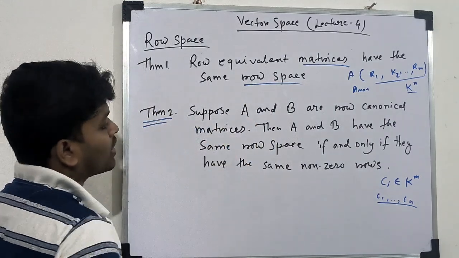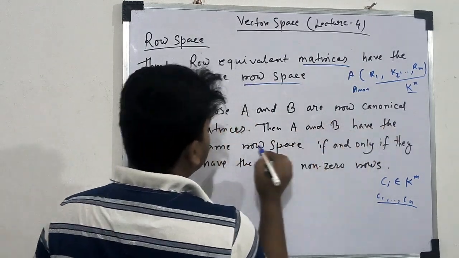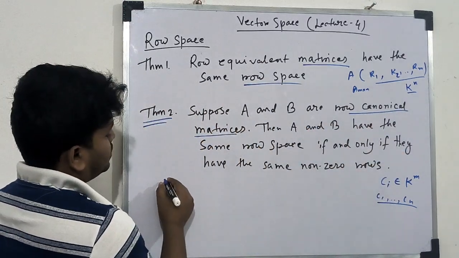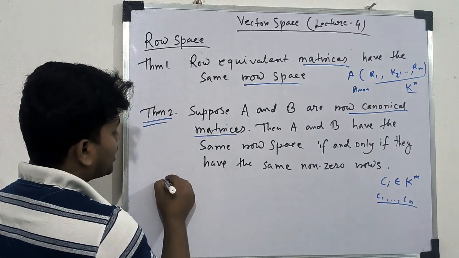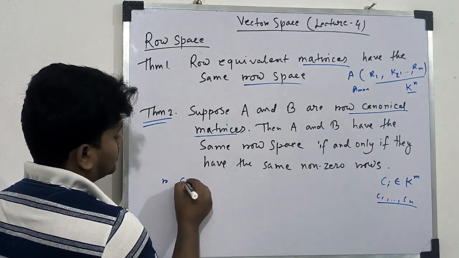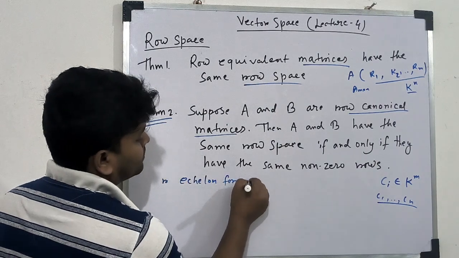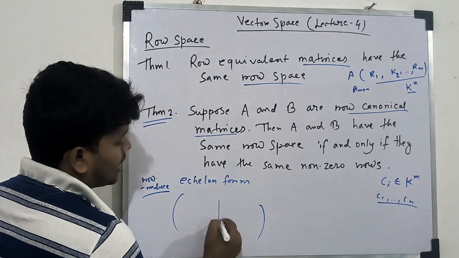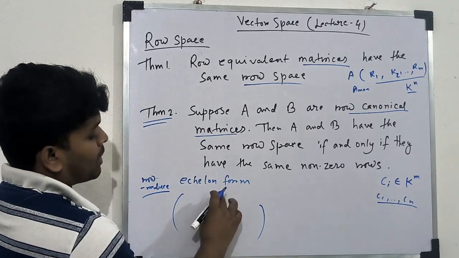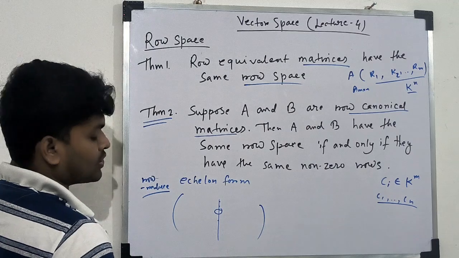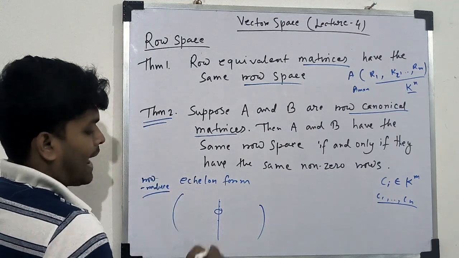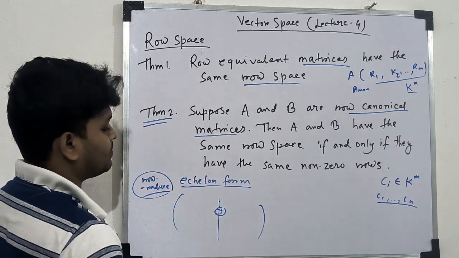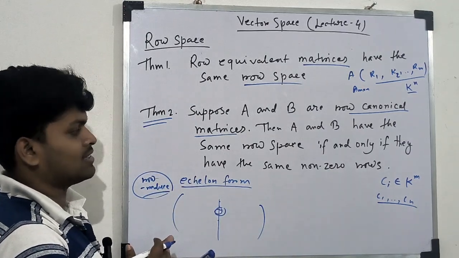And the second theorem is a very important theorem. Suppose A and B are two row canonical matrices. You see there is echelon form and row reduced echelon form. In row reduced echelon form, each column which contains a pivotal element has all other entries in that column equal to zero, and each pivotal element is 1. So this is the difference between echelon form and row reduced form. Echelon form we have discussed, you can watch that video.